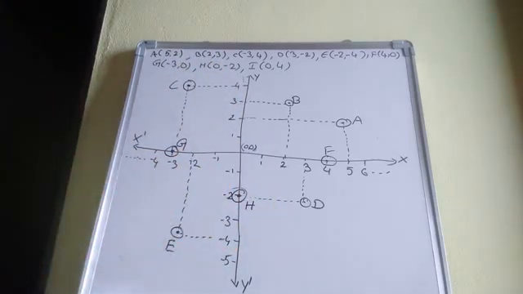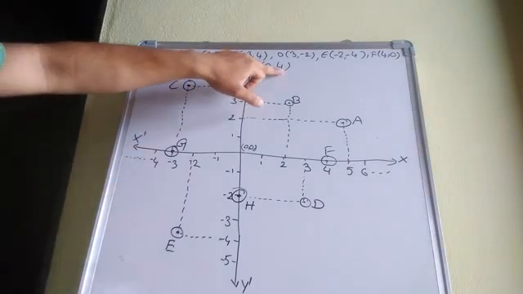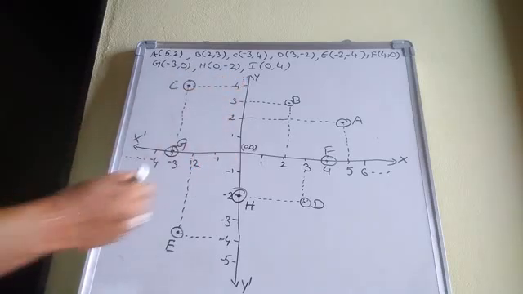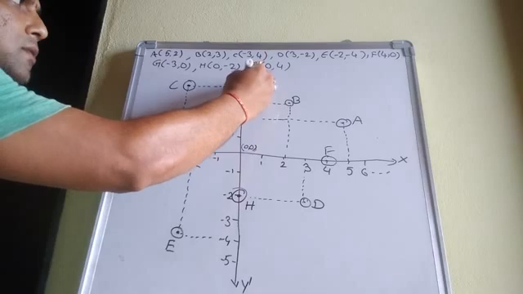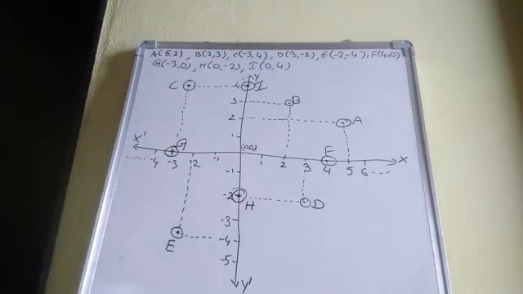Now what is the other point here? I. What is its value? (0, 4). The x value is 0 and the y value is 4. So this point lies here. Okay students, now this video will help you.